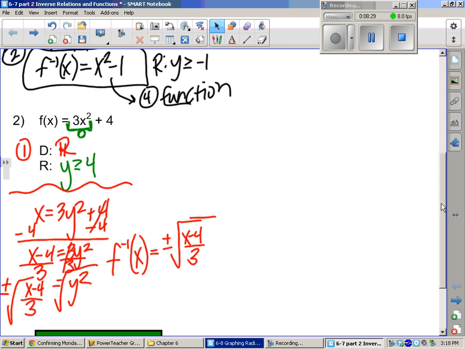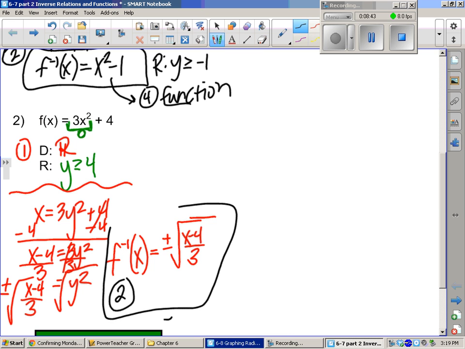And you got to be a stickler here. Notice my root is big enough to cover the top and the bottom of the fraction. If you were to write this, you're wrong. Yeah, that's not quite right. So make sure you're careful. So that's item number 2, finding the inverse equation.